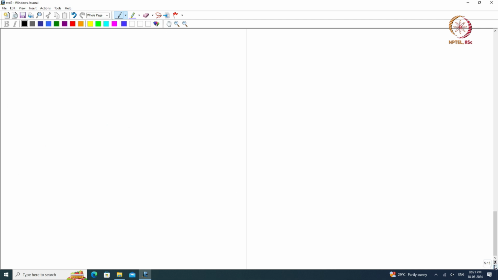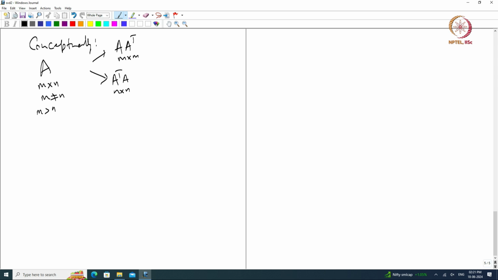So, conceptually we are doing the following. We have a matrix A which is m cross n with m not equal to n, and I can even assume m to be greater than n. So, I can do two things, A A transpose which will be of size m cross m, or I can have A transpose A which is n cross n. Whatever we do we get the same result. It is always better to work with a smaller size.